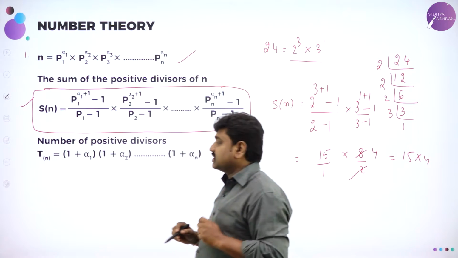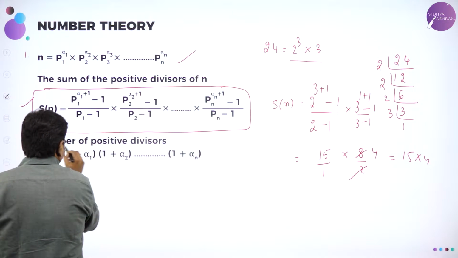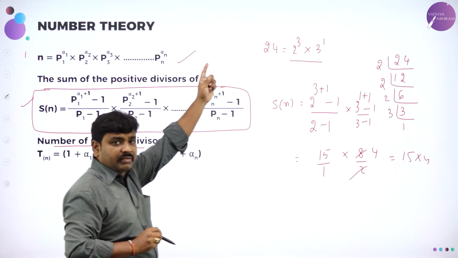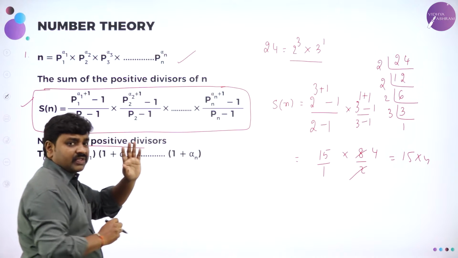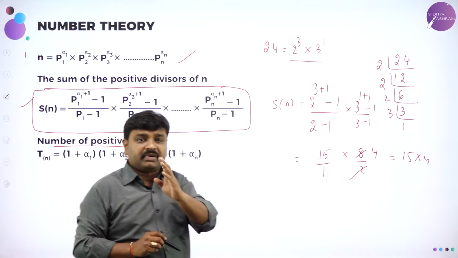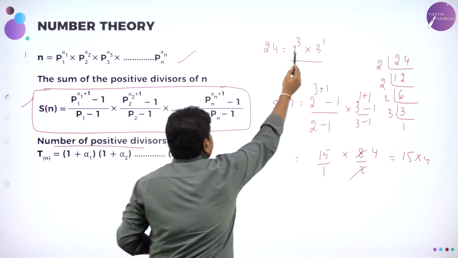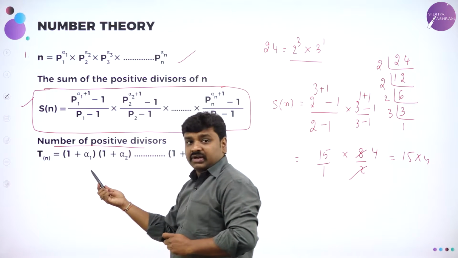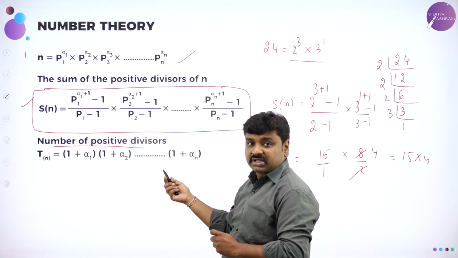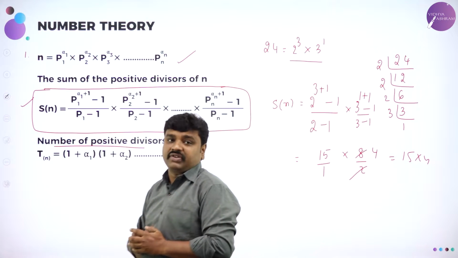And then number of divisors. For any given number, again write it in canonical form like this. Number of divisors is simple. Add 1 to the power and multiply. Here the powers are alpha 1 and alpha 2. So 1 plus alpha 1 into 1 plus alpha 2 into 1 plus alpha 3, so on till 1 plus alpha n.